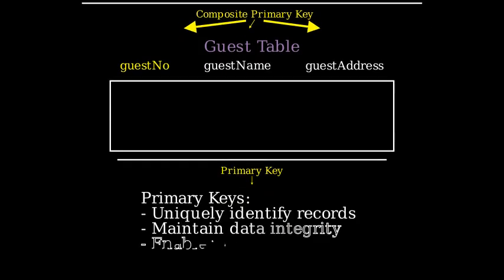These primary keys ensure that each record in our database can be uniquely identified, and they help maintain data integrity across the entire hotel booking system.